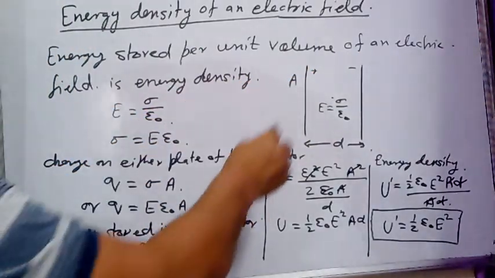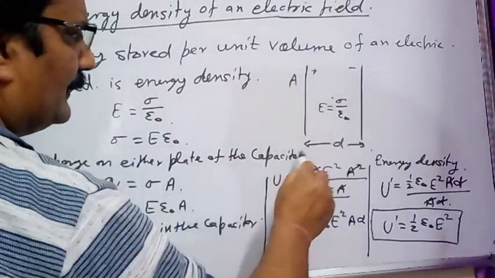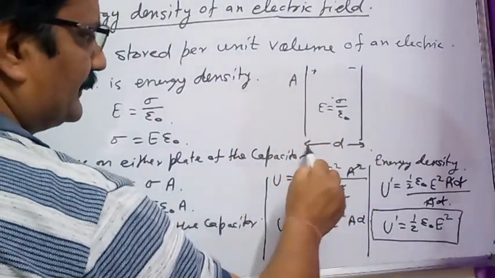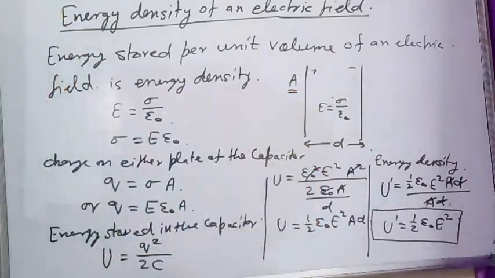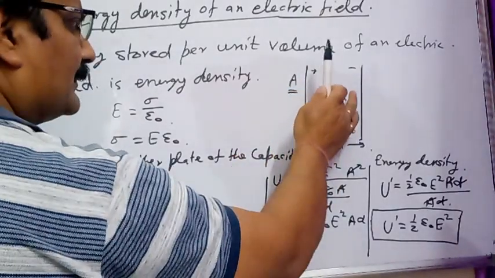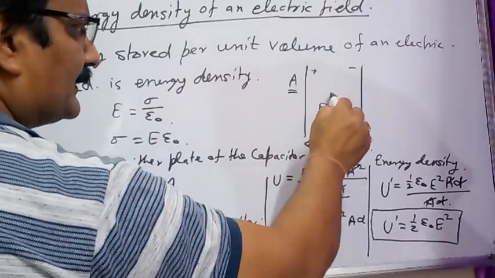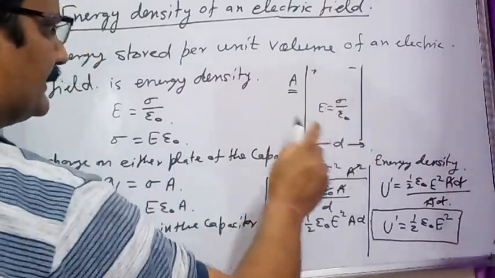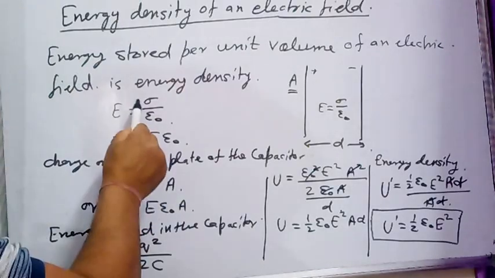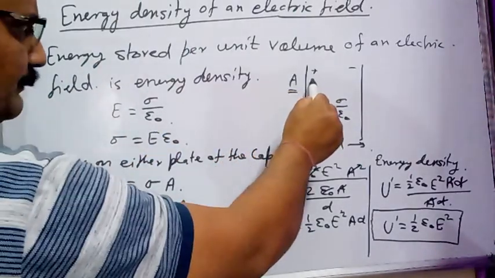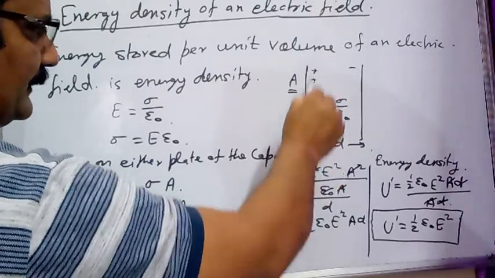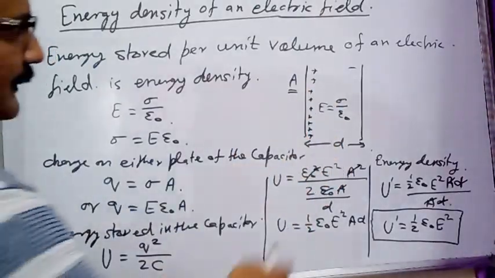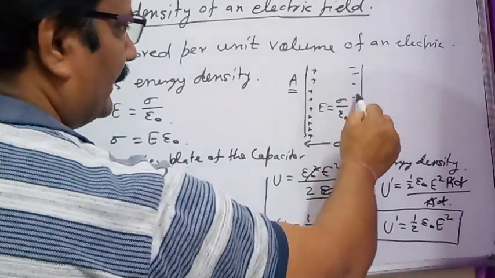Suppose this is a parallel plate capacitor. Separation between the plates of the capacitor is d. Area of the plate of the capacitor is A. What can be the value of electric field at any point in between the plates of the capacitor? That is given as E equals sigma divided by epsilon naught, where sigma is charge density. If positive charges are spread uniformly over this plate of the capacitor, same amount of negative charges are there.